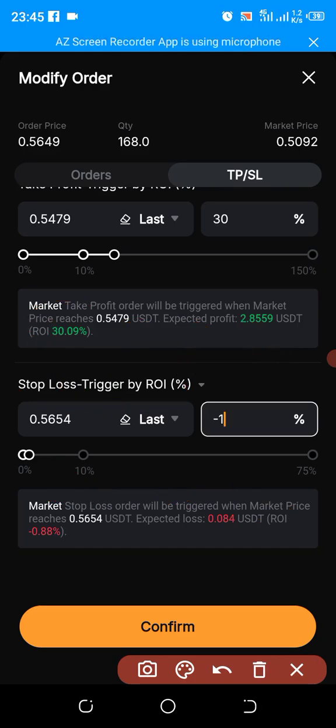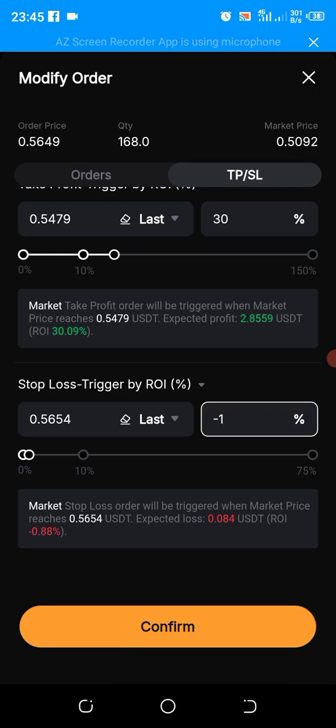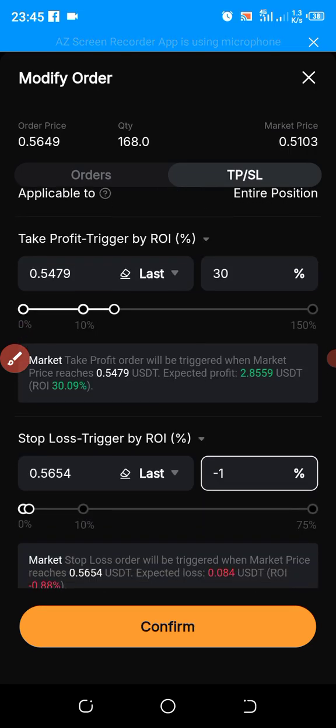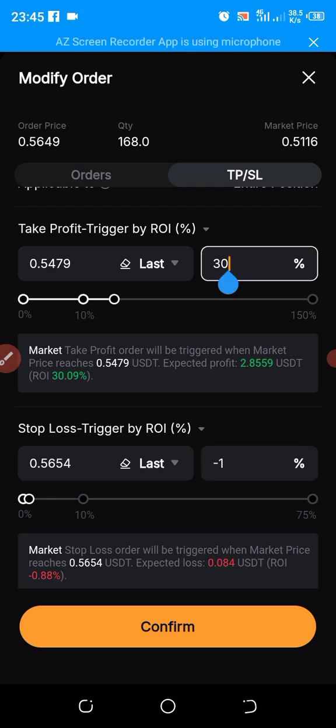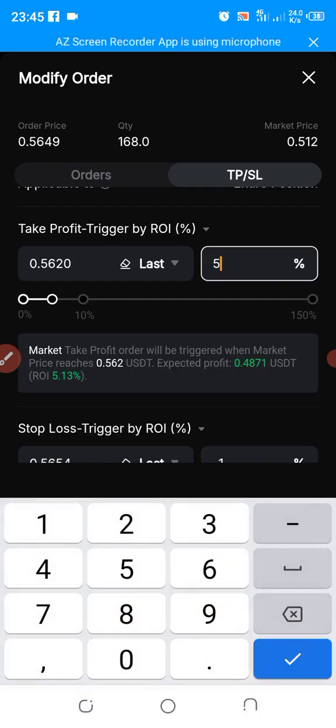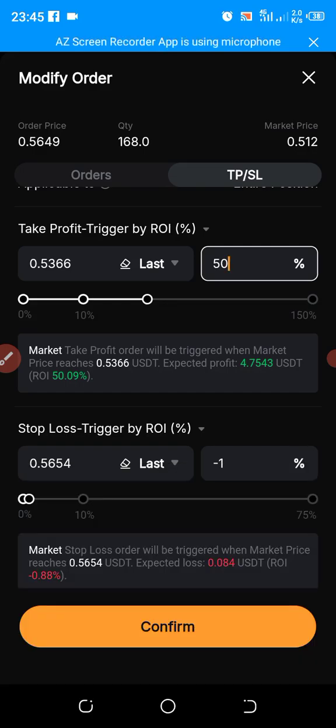In my next video, I'm going to be teaching you how to actually measure your stop loss and take profit within the chart by itself. I'll do that in my next video. Now, immediately you set up your take profit and stop loss, what do you do? Click on confirm.